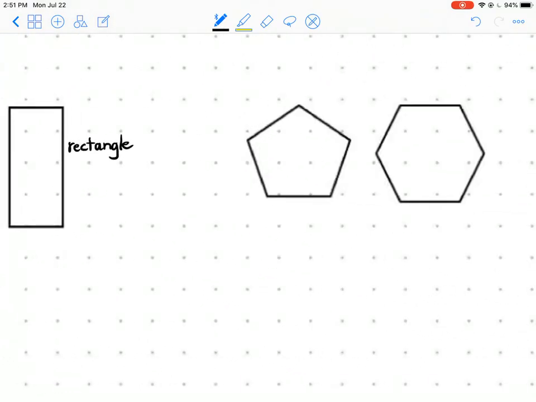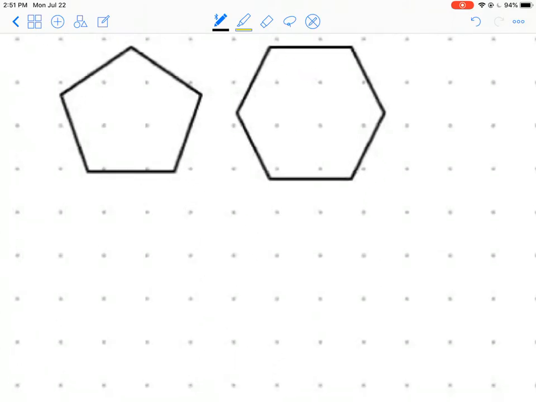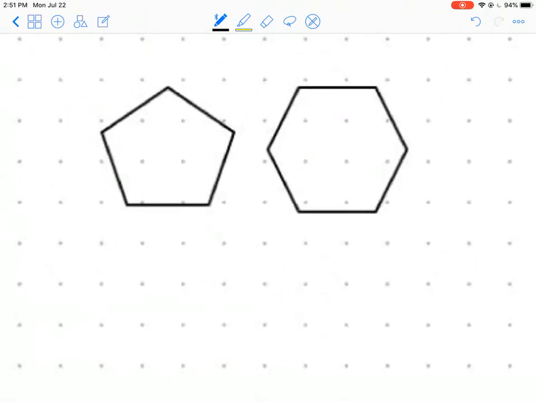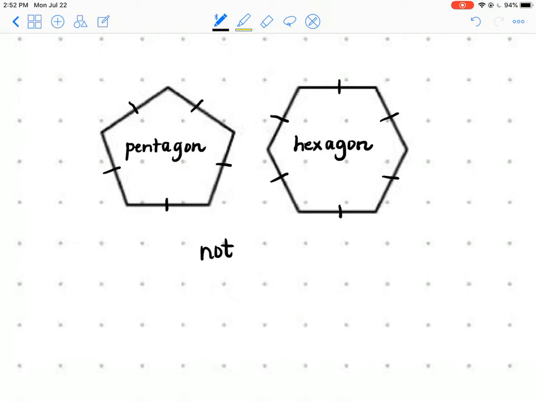Okay, be careful with this one. You really have to pay attention. 1, 2, 3, 4, 5. This is a pentagon. 1, 2, 3, 4, 5, 6. Hexagon. Those are not similar. They're two different families entirely. Penta is 5, hexa is 6. So those would not be similar. That baby is not that mama's.